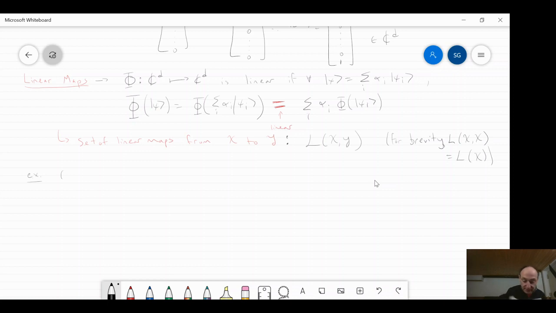Okay, so consider a linear map phi, which goes from C2 to C2. And what is the action of this map? Well, I'm going to define it so that on the first standard basis state, |0>, it goes to |1>. On the second standard basis state, |1>, it goes back to the first one, back to |0>. Okay?